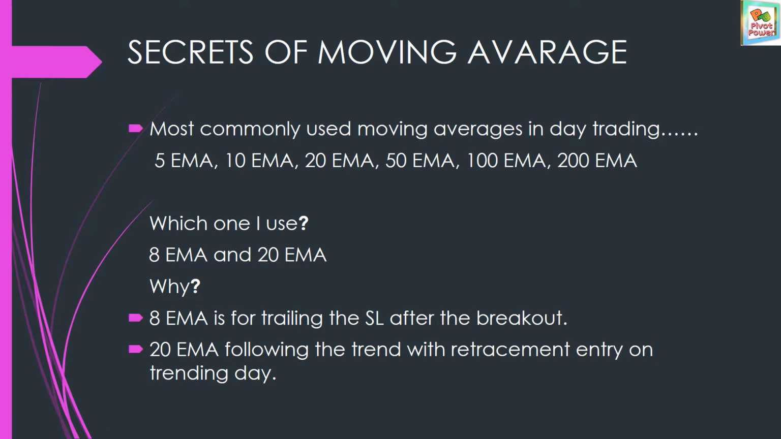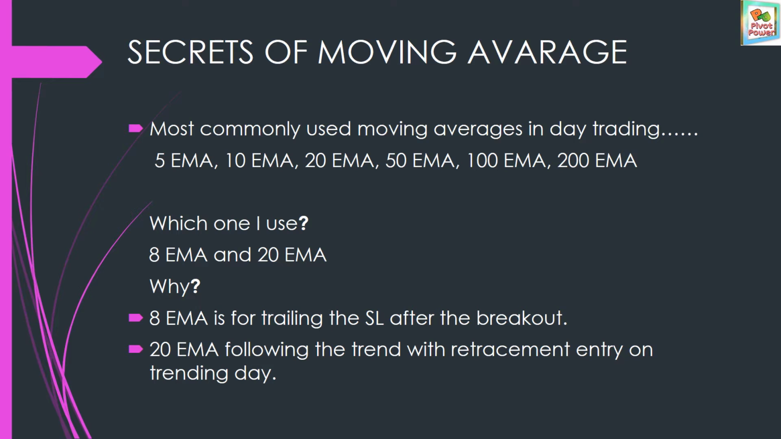Let us see the secrets of moving average strategy. Most commonly used moving averages in day trading are 5 EMA, 10 EMA, 20 EMA, 50 EMA, 100 EMA and 200 EMA. EMA is the exponential moving average. But which one do I use? I use 8 EMA and 20 EMA in my chart with 5-minute time frame.